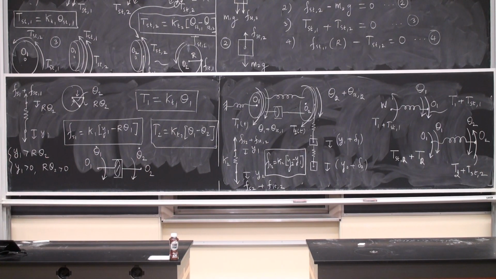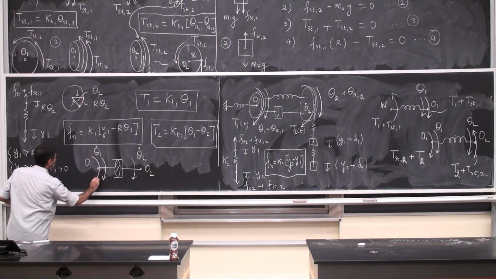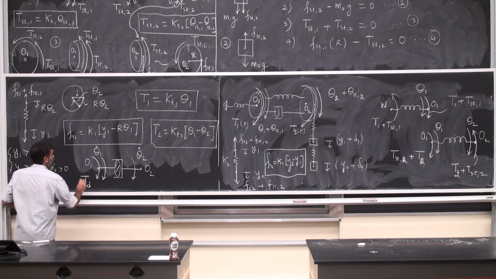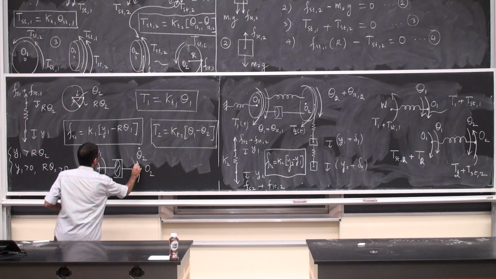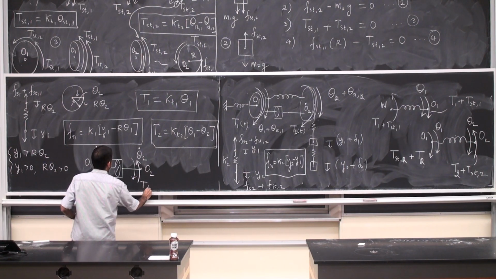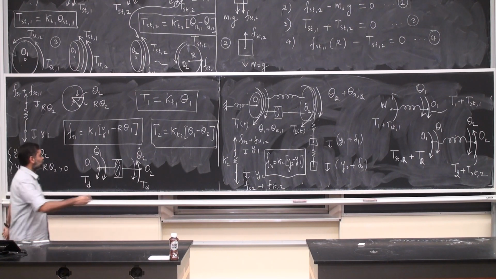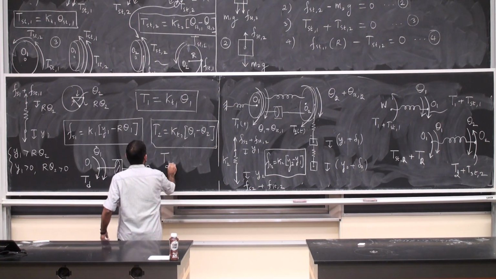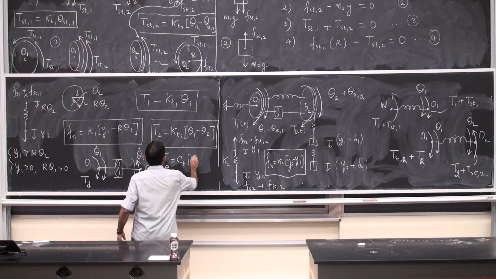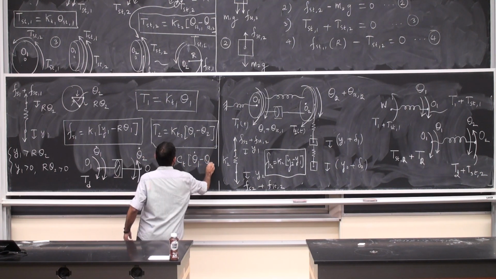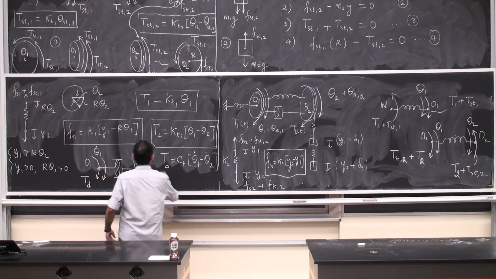Okay, and then I have the torques, TD, equal and opposite, TD, and TD equals CT, theta 1 dot, theta 2.